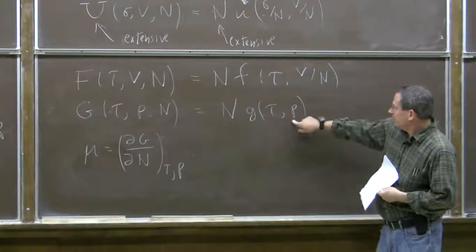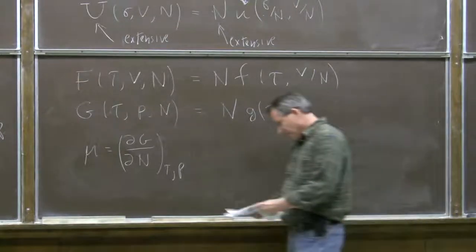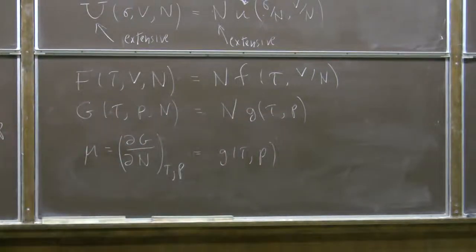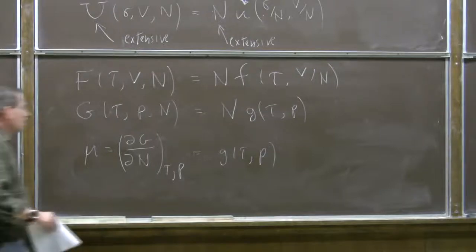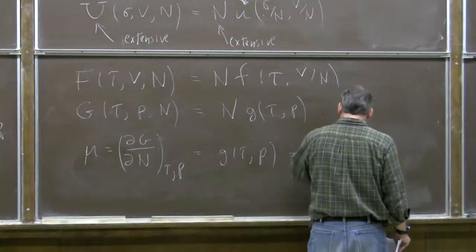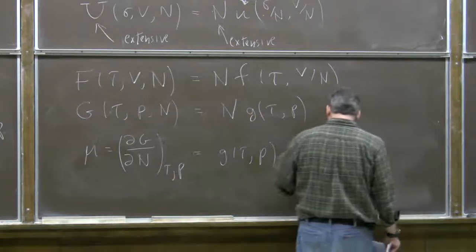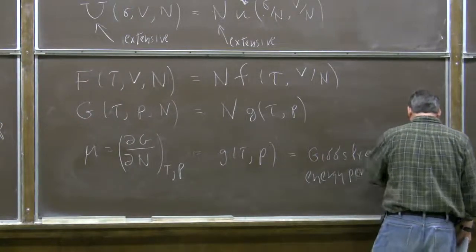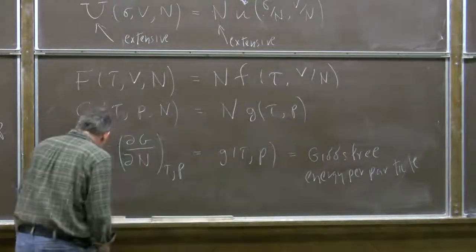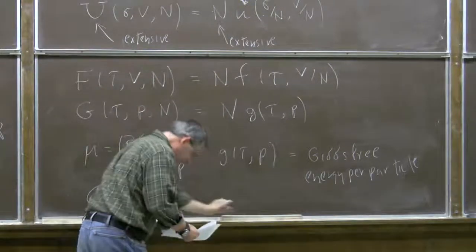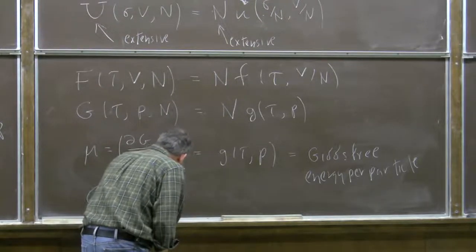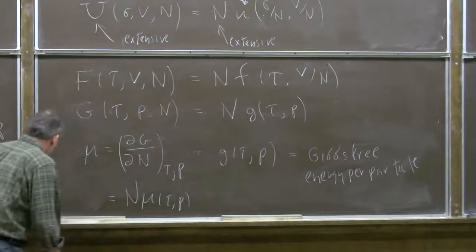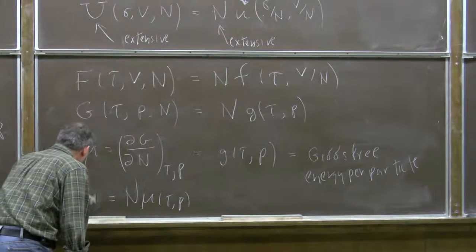Okay, but if keeping the temperature and the pressure constant, I'm just differentiating the N in front. So the chemical potential is the same thing as little g. The chemical potential is the Gibbs free energy per particle. So we can write the Gibbs free energy as N, the total number of particles, times the chemical potential, where the chemical potential is regarded as a function of temperature and pressure. Maybe I should write explicitly that its arguments are temperature, pressure, and number of particles.